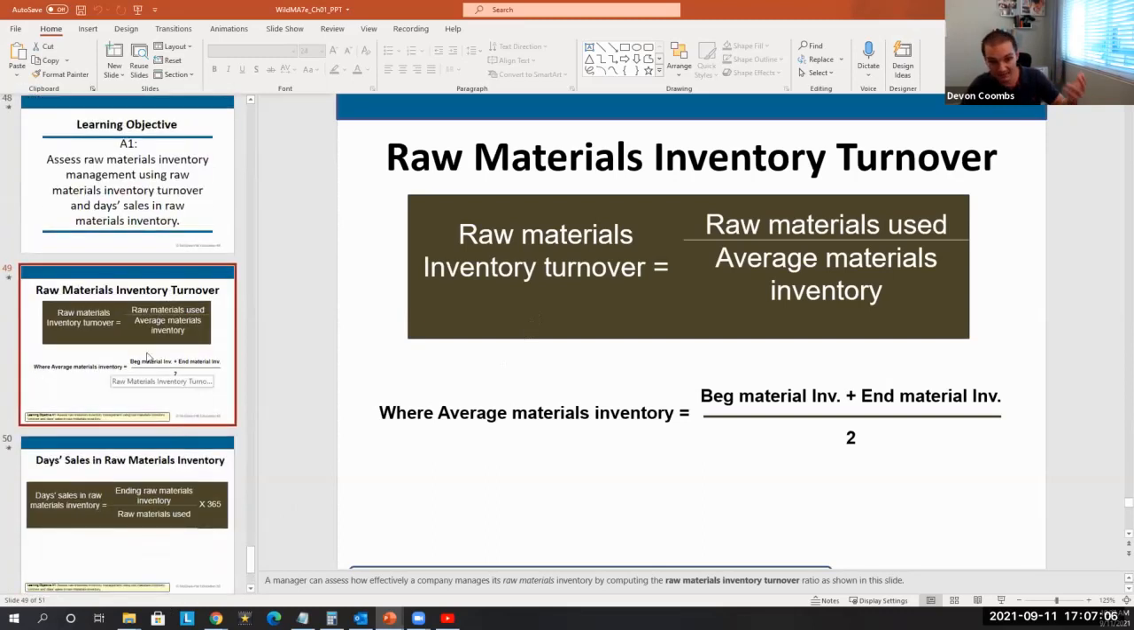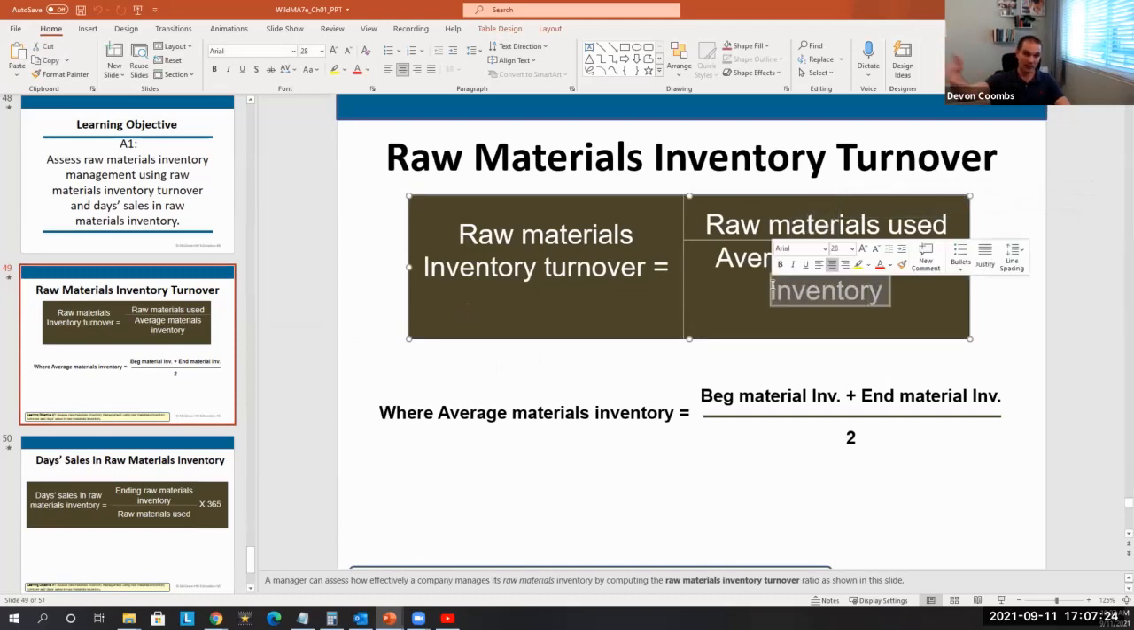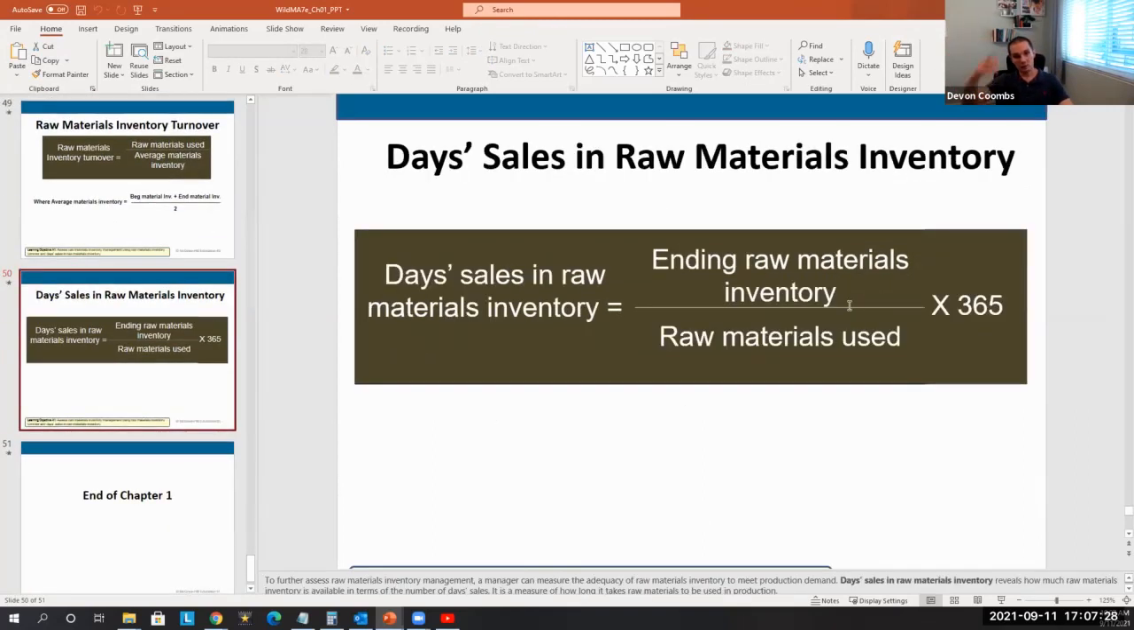Nothing fancy here. I'm not going to talk to you about the math. It's basic division at this point. Just understand what it's actually measuring. So what is this measuring? High level, we want to know how quickly we go through raw materials. How much do we use versus our average materials inventory? How quickly are we cycling through raw materials? That's a useful metric. Or how often do we have to purchase new rounds of raw materials? That's what the days sales in raw materials measures.